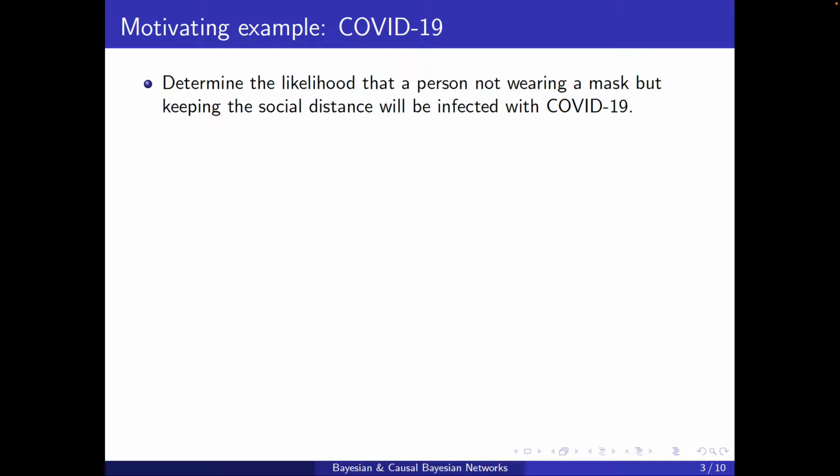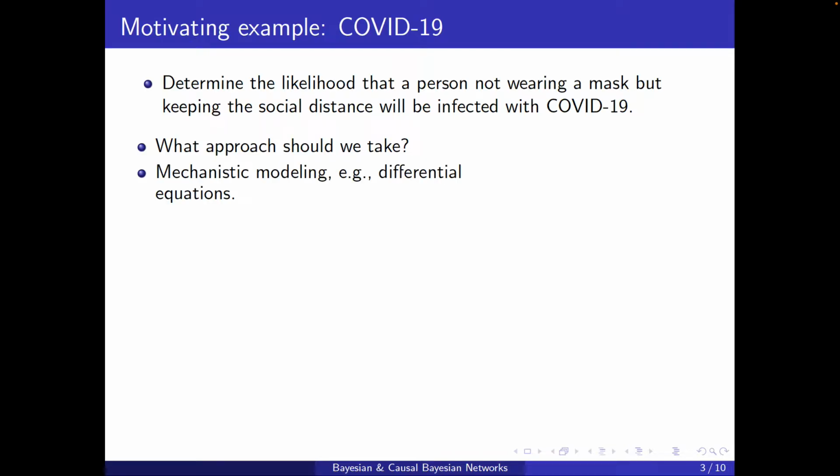Imagine that you're given a task. You're asked to determine the likelihood, the probability, that a person becomes infected with COVID-19, given that that person does not wear a mask but keeps the social distance. How should we approach this problem?